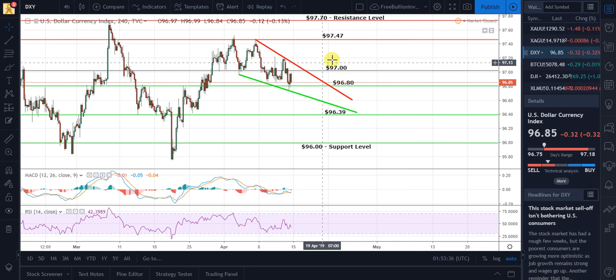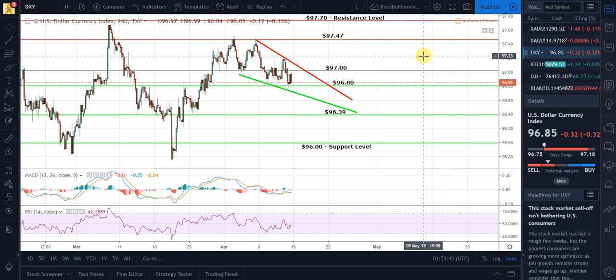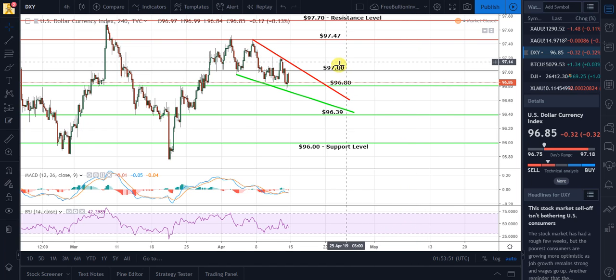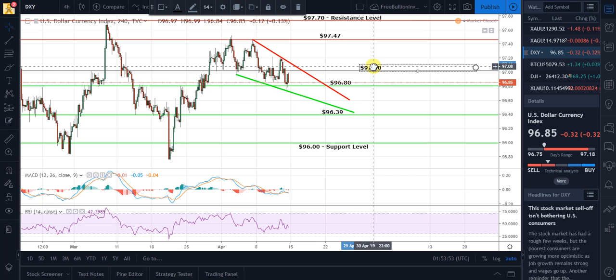That should be a positive for the dollar when or if we get a trade deal. If not, it will likely not be a positive for the dollar. It will probably tank a lot of markets and so on. But we'll really have to see what happens with that.